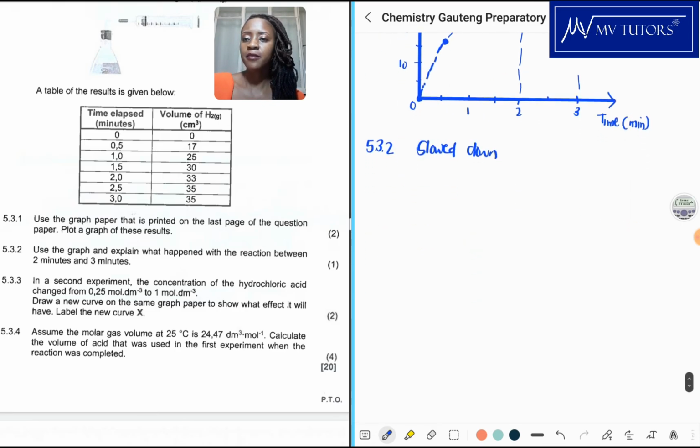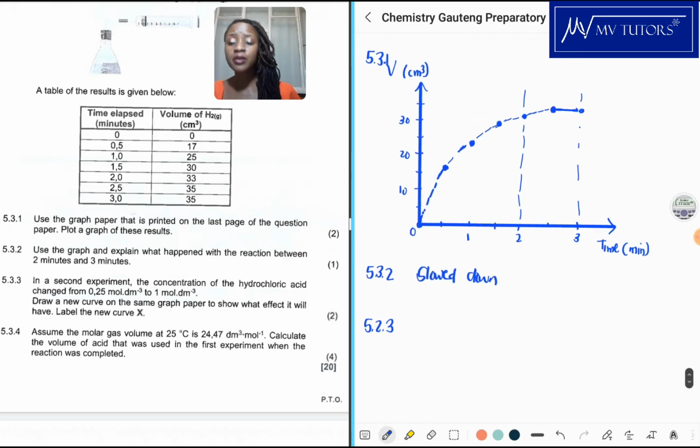Okay, and then 5.2.3. It says, in the second experiment, the concentration of the hydrochloric acid changed from 0.25 mole per cubic decimeters to 1 mole per cubic decimeters. Draw a new curve on the same graph paper to show what effect it will have, and label the new curve X. So in this point, if you're going to increase the concentration of the hydrochloric acid, remember, an increase in concentration would mean that the rate of the reaction will also increase, just like the same with the increase in temperature.